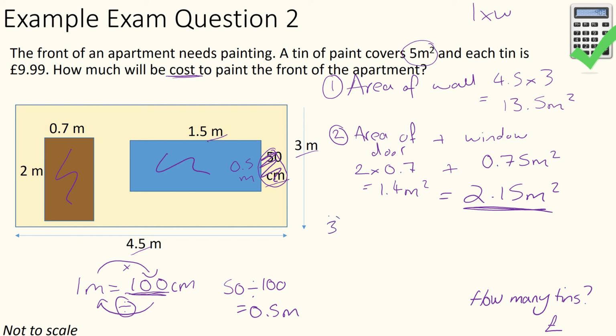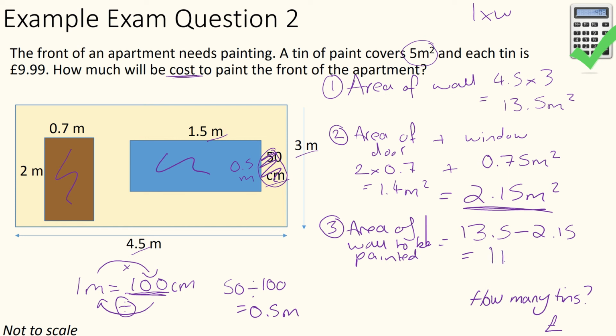So now I can find out the area of wall to be painted. So that is the larger size of the wall, take away the area of the window and the door. So 13.5 take away 2.15 gives you 11.35. Okay, I'm just going to make some room here.